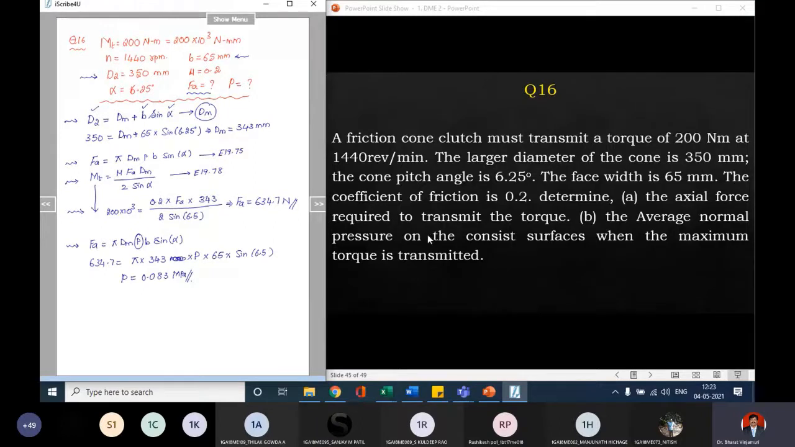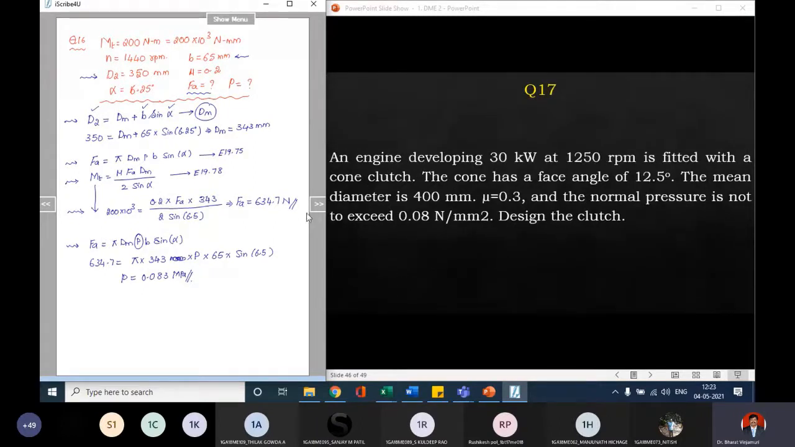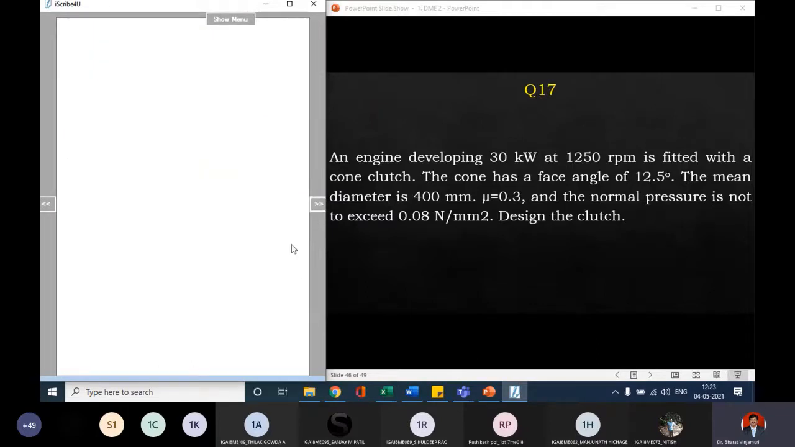Okay. So you have question number 17 on the screen. This is also a very simple question, it seems, but it asks to design the clutch. Design the clutch means every parameter which you need to design, the dimensions of the clutch which you are supposed to design. An engine clutch. So let me write it for you. There is an engine developing 30 kilowatts, and speed has been given. Quickly, I want you to work on this.